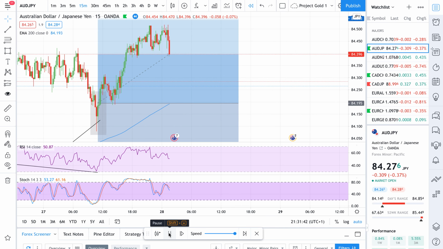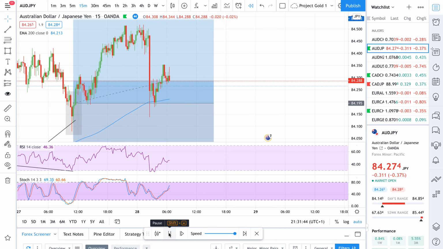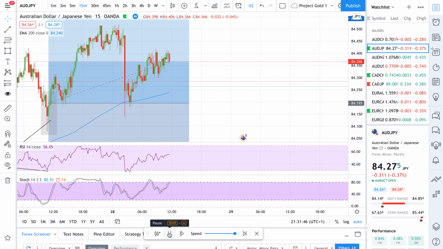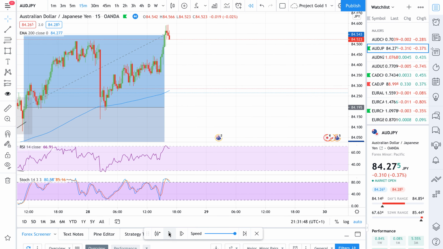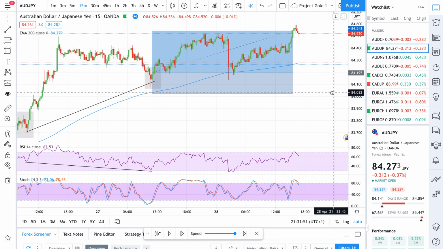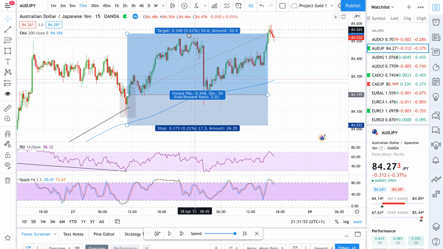but I held it. It came back down to entry, I believe, yeah, and we ended up eventually taking profit, like so. So had I moved my stop to entry, I would have been taken out at break even, which is still a win in my books.